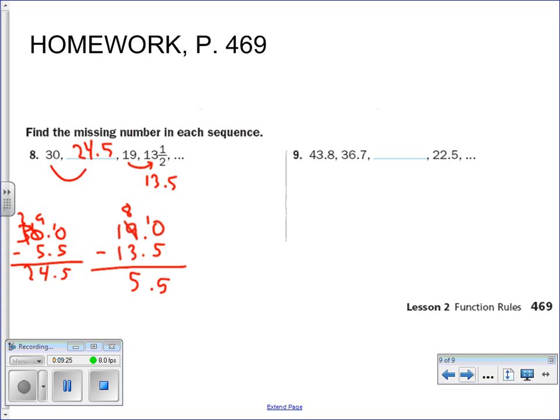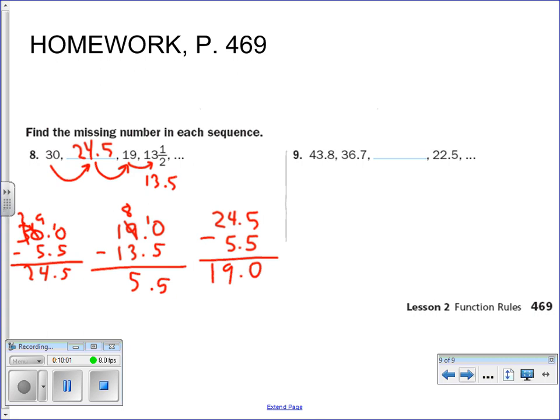Well, 30 minus 5.5 should be 24.5. Oh, no, wait, I'm sorry. We already did that one. 24.5 minus 5.5 should be 19. Right? Because we did this one. Let's do this one. If this is right, 24 minus 5 is 19. There it is. It's good.